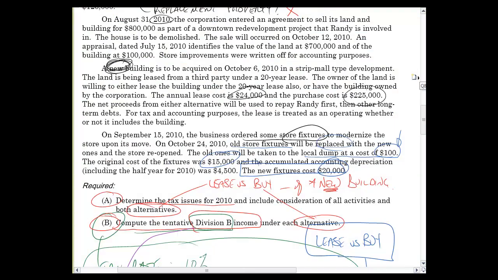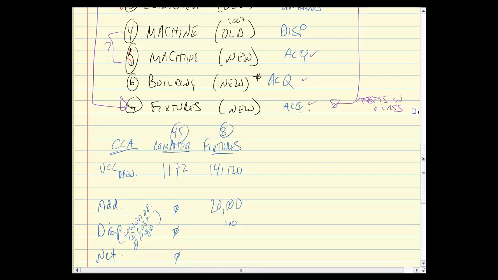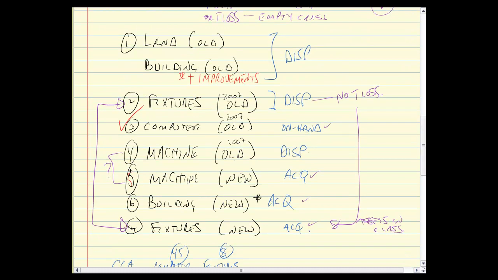We also have this, again, this is complicating because of how they treated it before. This machine gets sold. So let's go back to this and say this machine gets disposed. And it's in class 8.